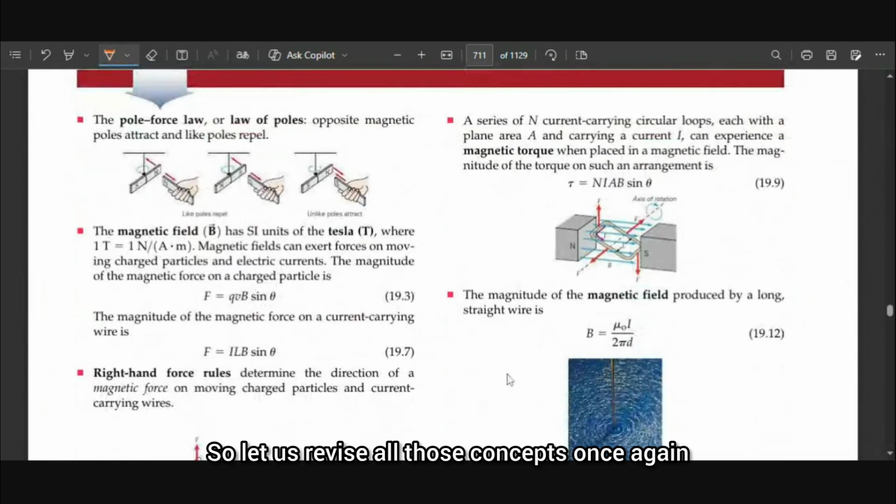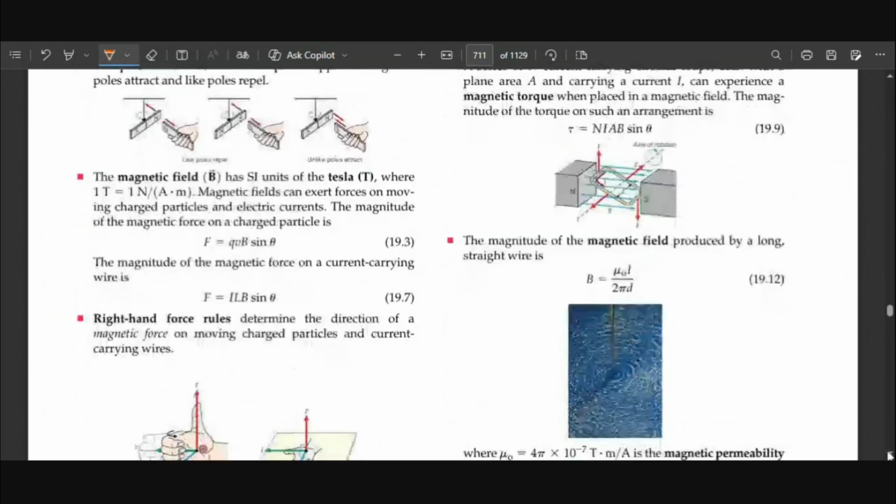So let us revise all those concepts once again. We started with understanding electric force, the behavior of charged particles in a static situation. So there will be a pole force, or you can say the law of poles will act here. Opposite poles attract, and same poles repel.